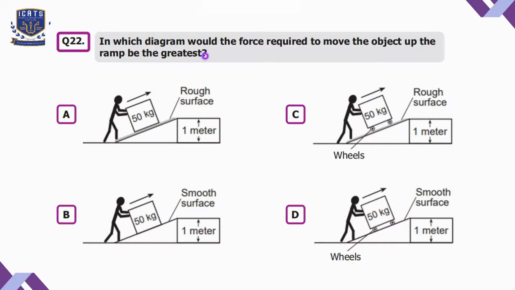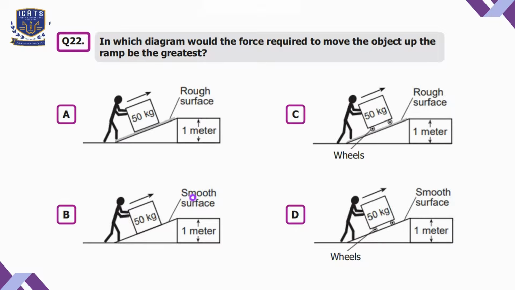Question number 22. In which diagram would the force required to move the object up the ramp be the greatest? So we can see in option A, the surface is rough. So it will have more friction and it will be harder to move or push the object on the rough surface due to the friction. So it will require the maximum amount of force to push the object.